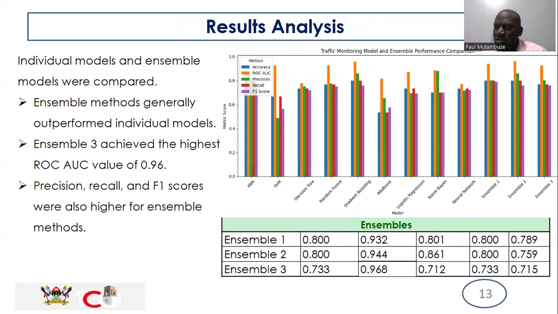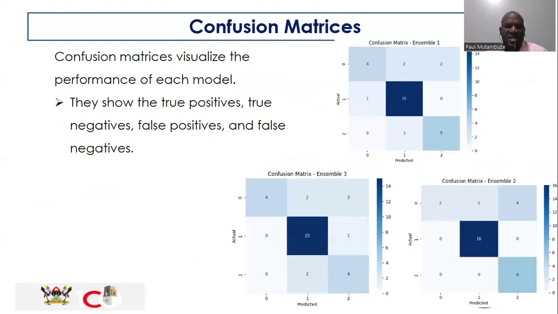So the results, we can see from the individual and ensemble models that the ensembles generally outperformed the individual models. Ensemble 3 achieved the highest ROC AUC value of 96%. The precision, recall, and F1 scores were also highly significant. They were higher for the ensembles.